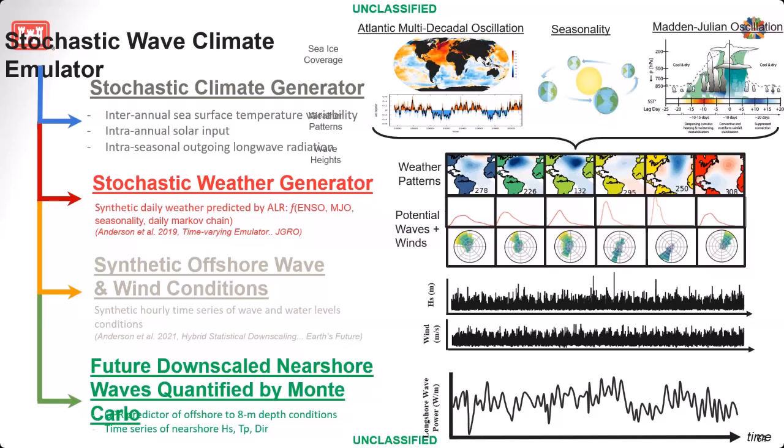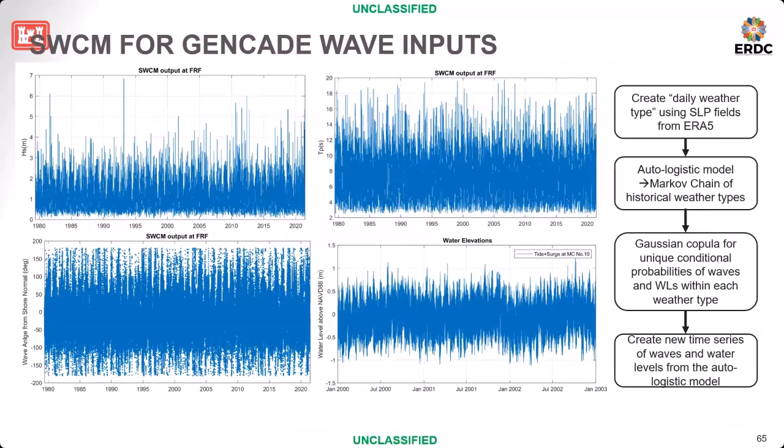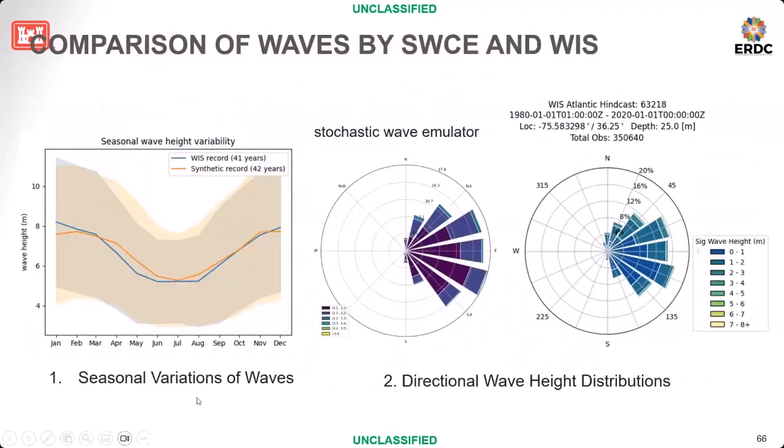I will show you one example. This is a typical example of a time series of wave parameters. We start by using FRF as the test site: wave height, peak period, and wave angle relative to shore normal, and water surface elevation. It's just using that wave climate model to regenerate the possible wave forces.